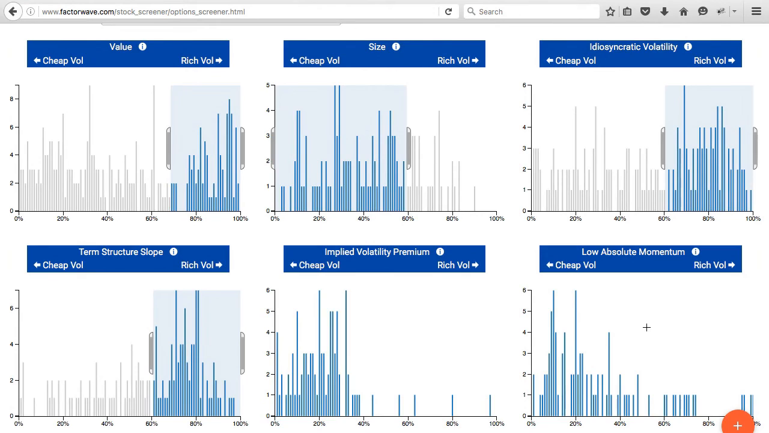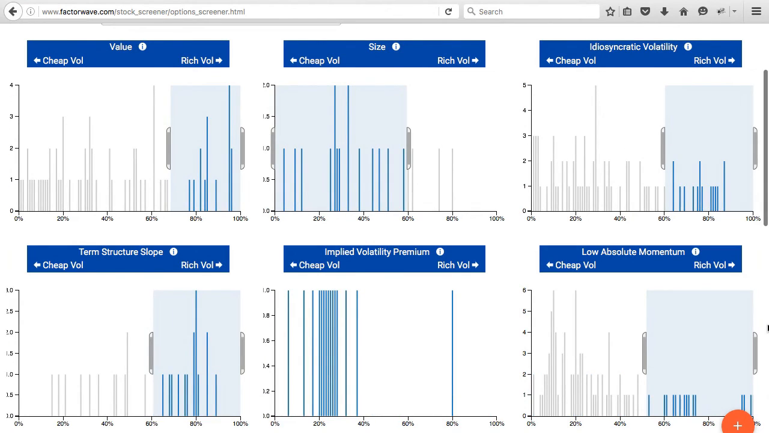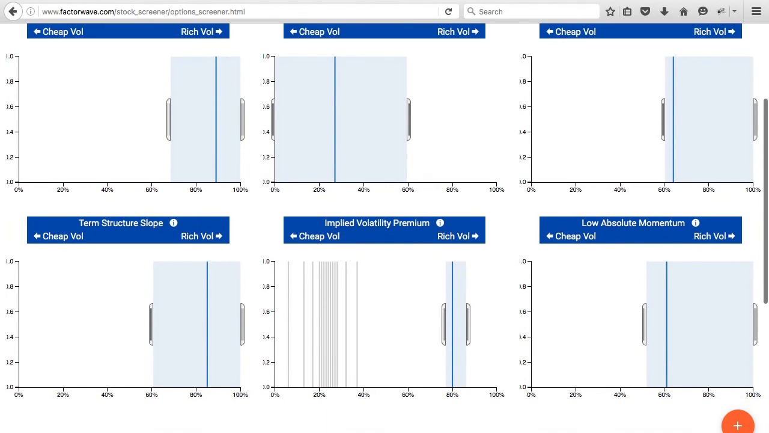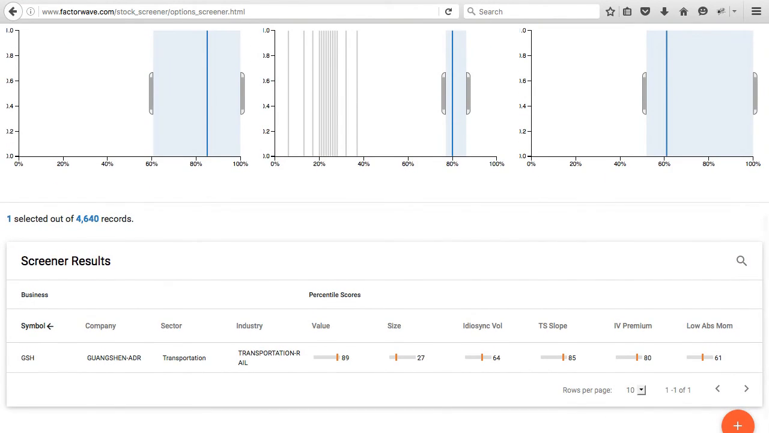So finally, I'm just going to screen over low absolute momentum and see what I'm left. Okay, one stock stands out here as something that seems to be a winner in all regards. And this is something that has a good implied volatility premium as well. So this stock is GSH, a stock I know very little about. It looks like a Chinese transportation company. It scores well on all of the implied volatility factors. So this would be a very good stock for me to look at selling covered calls on.